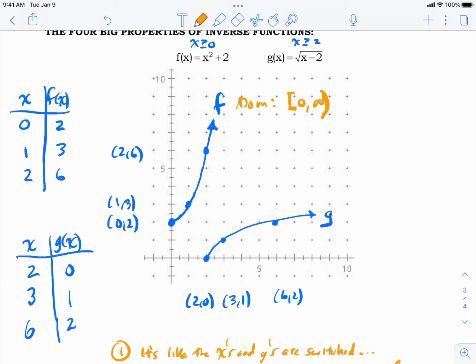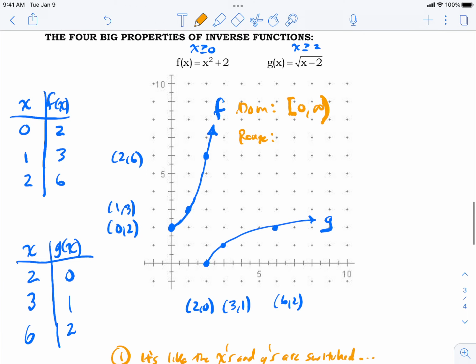And look at the range of f. That would be the set of all the y values, the outputs, the set of all possible outputs. And since we had to start at x equals 0, notice the y value never goes below 2. So the y value starts at 2, and then it climbs up to positive infinity. Okay, cool. Now, look at the domain of g. The domain starts at x equals 2 and it keeps going. See what I mean? It's the same as the range.